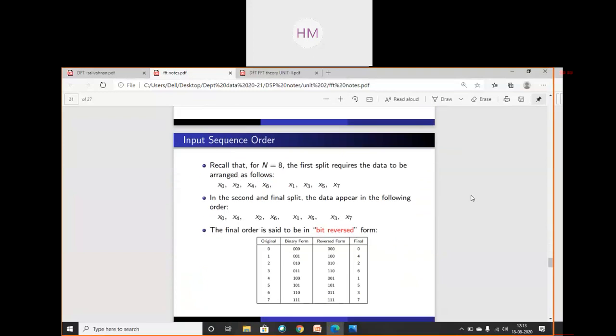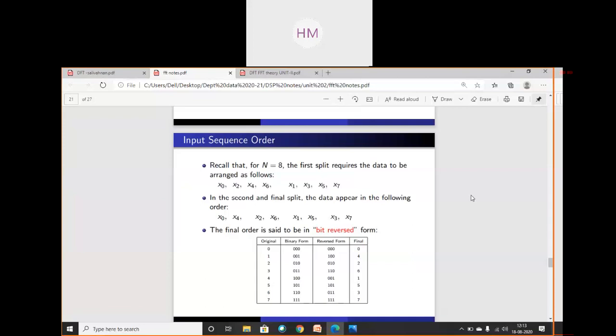So in continuation with that, what do we mean by FFT classification? FFT classification is based on time and frequency domain. In this, we have two classifications, decimation in time and decimation in frequency, DIT FFT and DIF FFT. These are classified on the basis of how we are providing the inputs to the system. So inputs can be given in two ways.